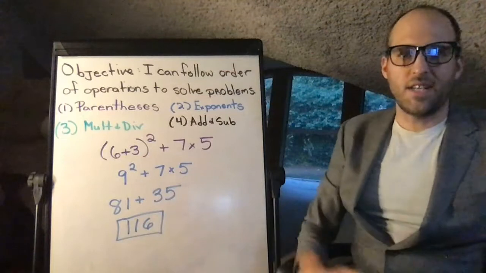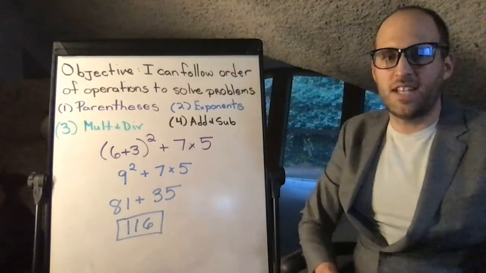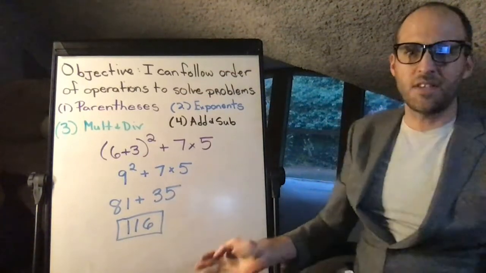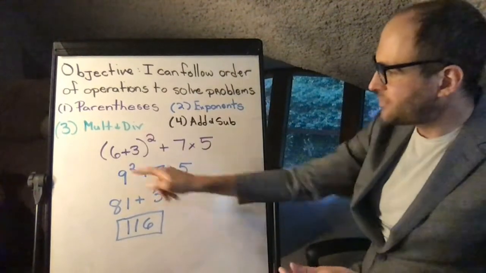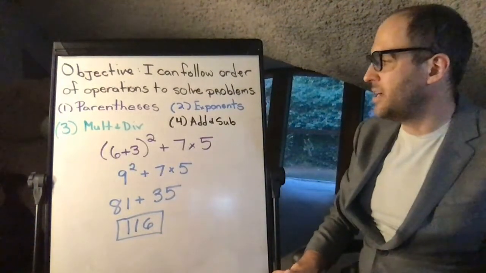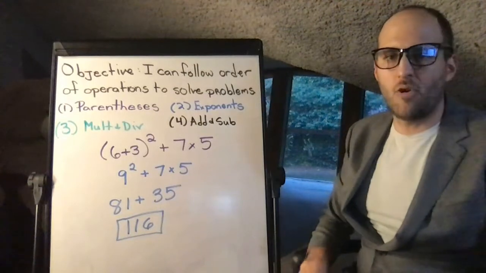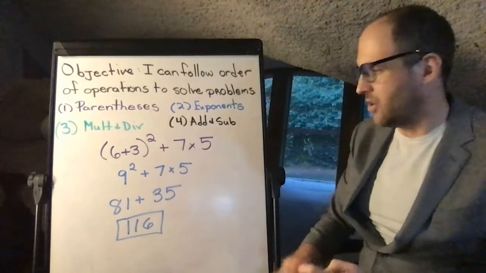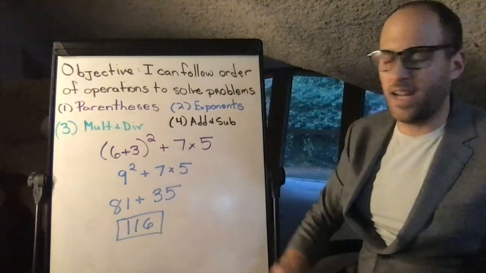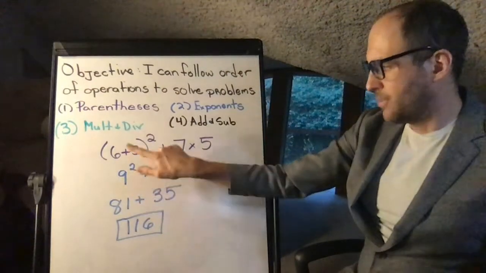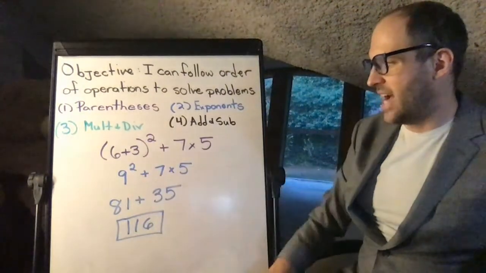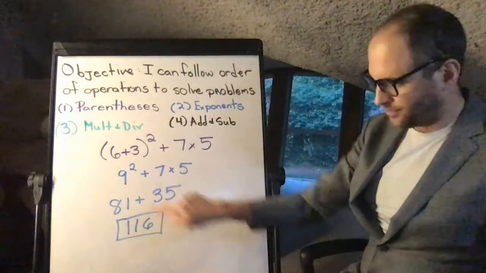So now we're going to have problems today that have every step in the order of operations. Like this example we have right in front of us. (6 + 3) squared + 7 times 5. First step in order of operations, do all the parenthesis work. We have to add the 6 and the 3 to get 9. Parentheses are then gone. We have 9 squared plus 7 times 5.